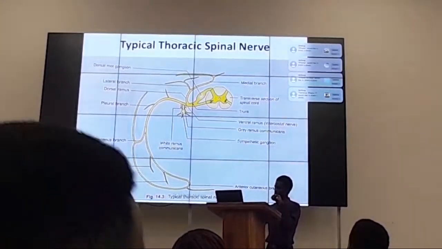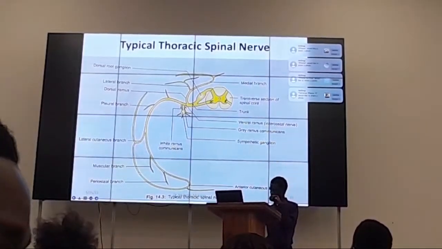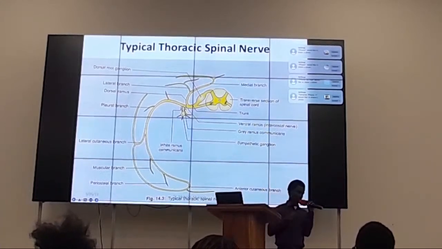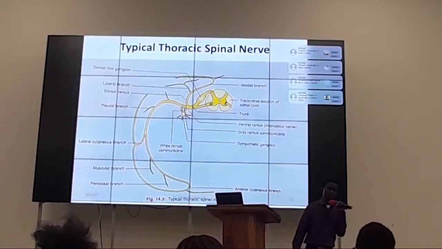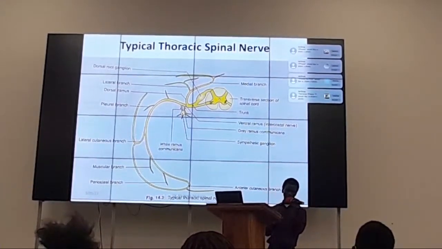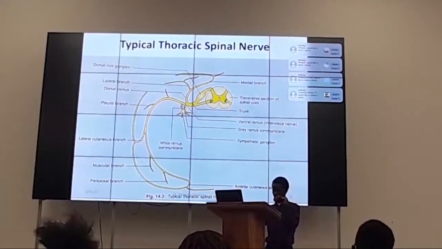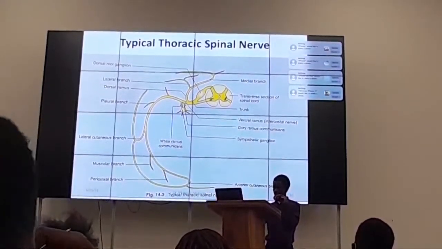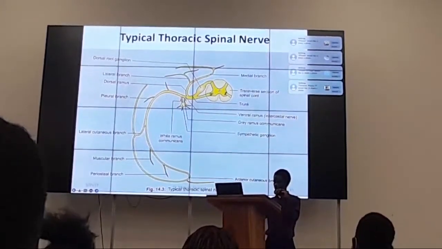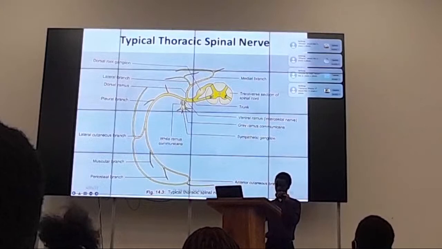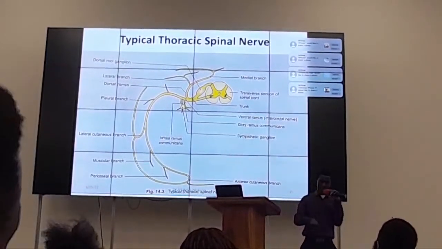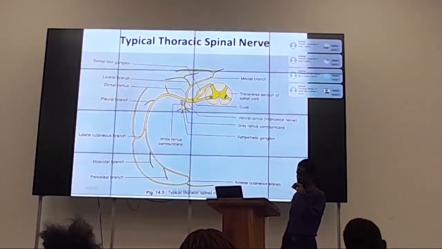So after these two fuse, they form the nerve. This is the nerve. From here to here, this is the nerve, the actual nerve. Then the nerve now branches to give what we call the rami. We have the ventral ramus and we have the dorsal ramus. So these rami, they come from the nerve.